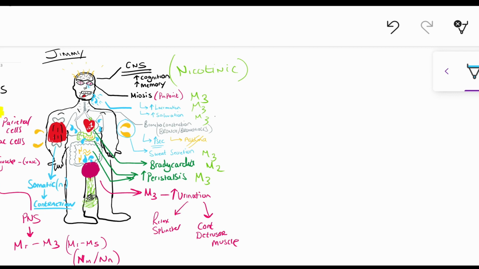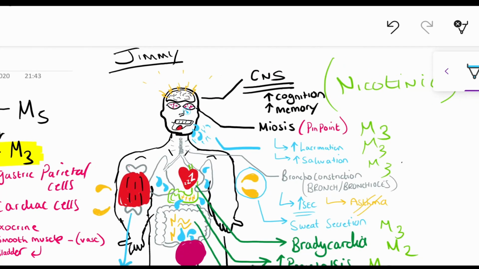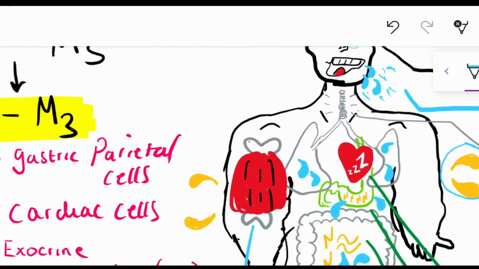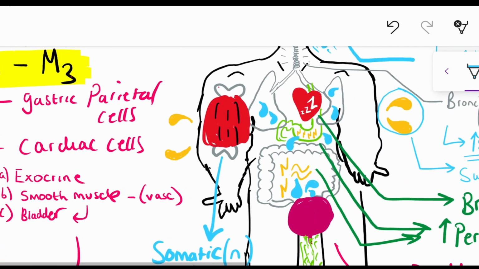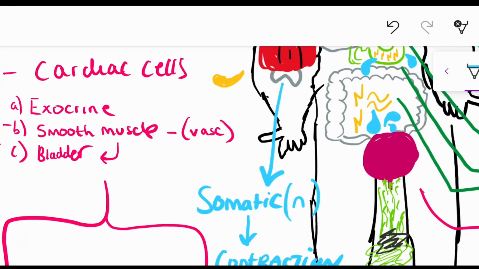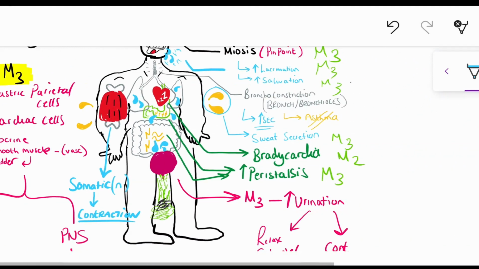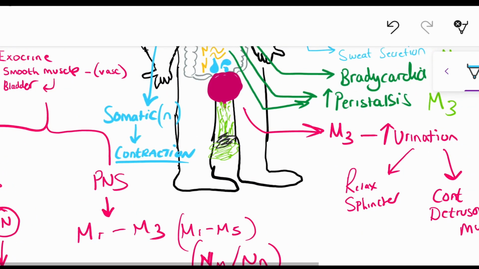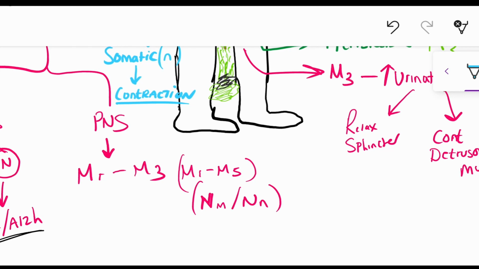So what you need to know about muscarinic receptors is that there are three of main importance. The first one, primarily found on your gastric parietal cells; number two, cardiac; number three, includes exocrine, smooth muscle, bladder, all right? Now, generally, these receptors are primarily found in two spheres, CNS and PNS.